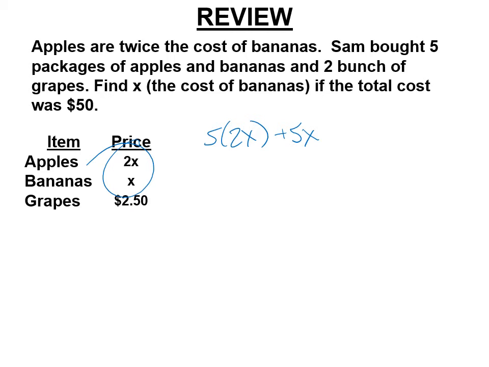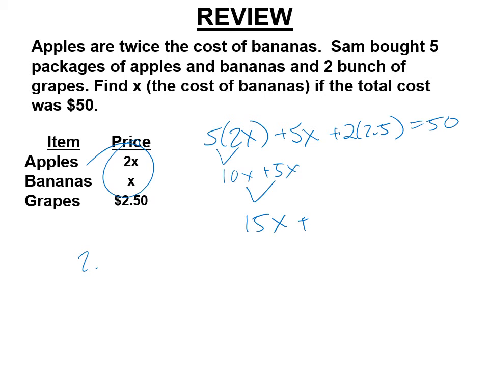And 2 bunches of grapes. 2 times 2.5. And the total cost was 50 bucks, exactly. So let's see what we got. Here we got 10x, and 10x plus 5x makes 15x. And 2 times $2.50 is $5, right? So we got a nice easy peasy two-step.